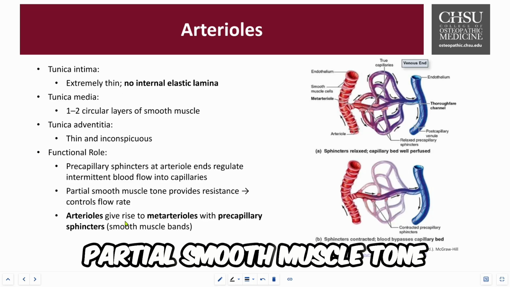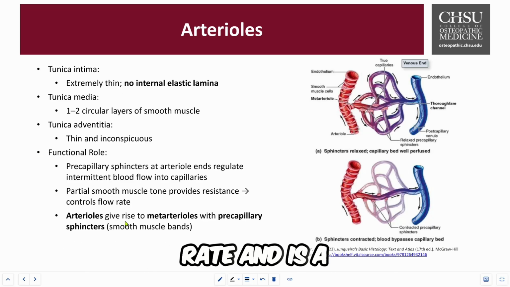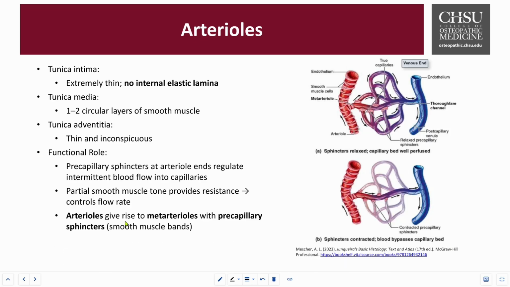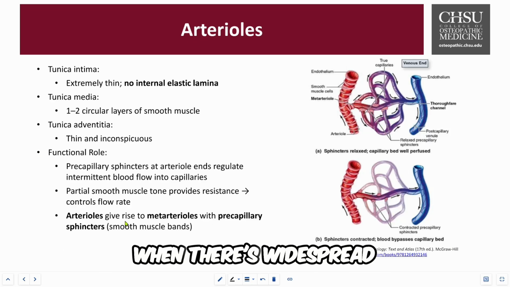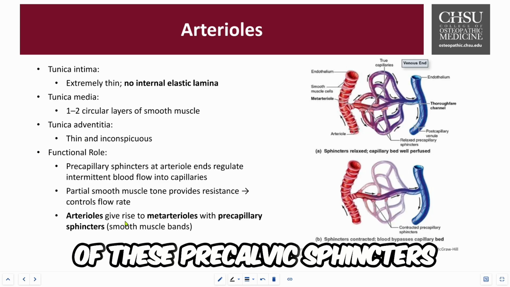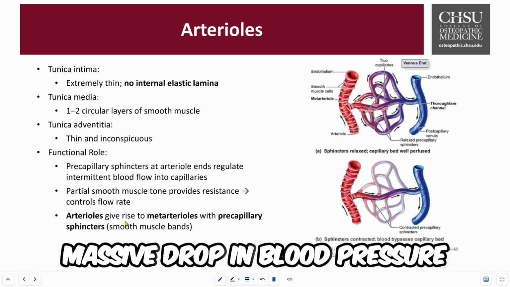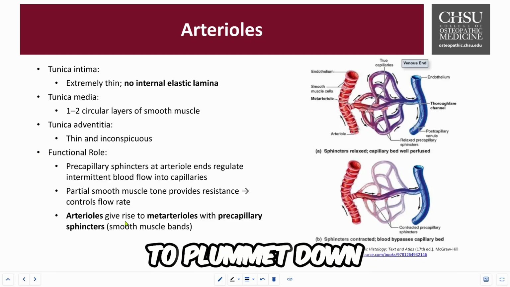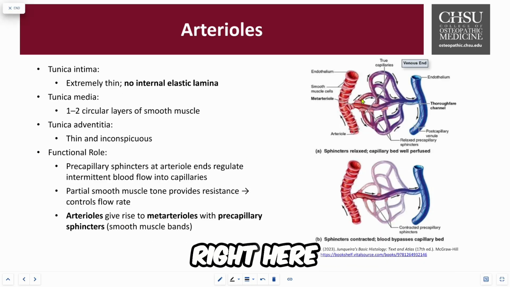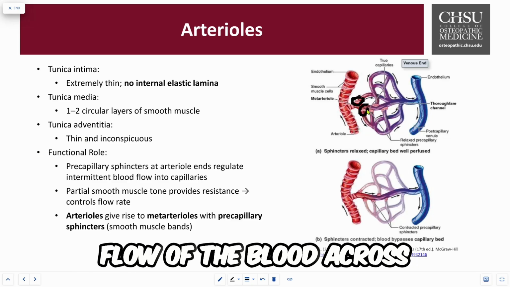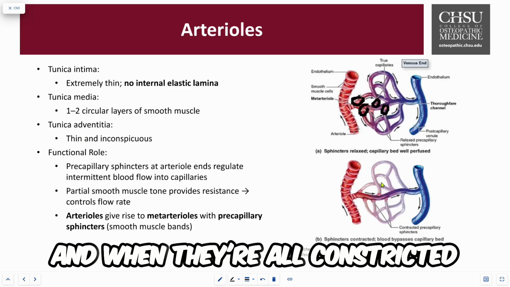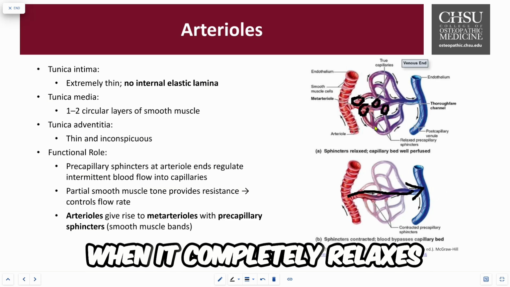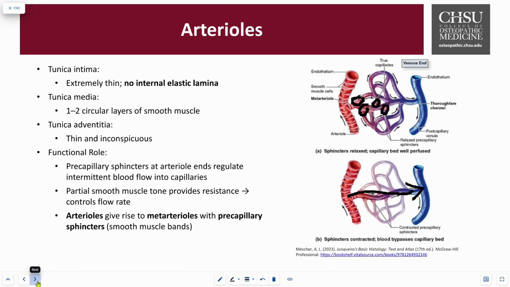Partial smooth muscle tone can provide resistance, which can control the flow rate and is a determinant of systemic blood pressure. When there's widespread relaxation of these precapillary sphincters, it could cause a massive drop in blood pressure. And this can cause the TPR, the total peripheral resistance, to plummet. So you can see right here, these sphincters control the flow of the blood across, and when they're all constricted, it's going to go faster, increasing pressure. When they completely relax, it might drop the pressure.